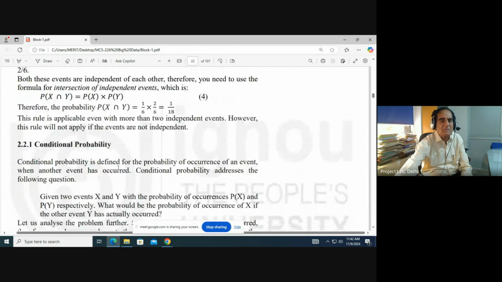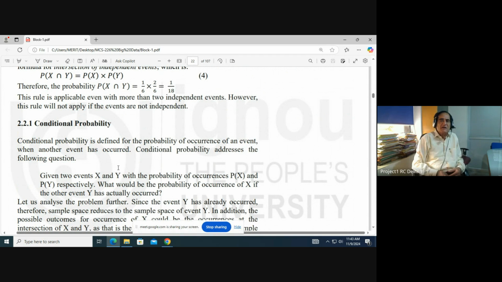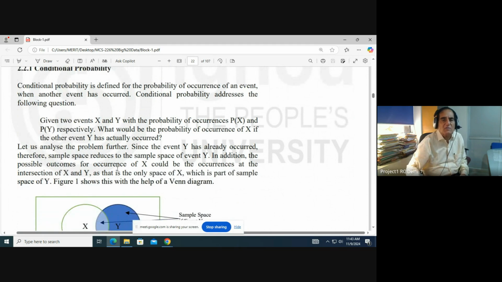So conditional probability is defined as the probability of occurrence of an event when another event has occurred. Conditional probability addresses the following question: given two events X and Y with probability of occurrence P(X) and P(Y) respectively, what would be the probability of occurrence of X if the other event Y has actually occurred?